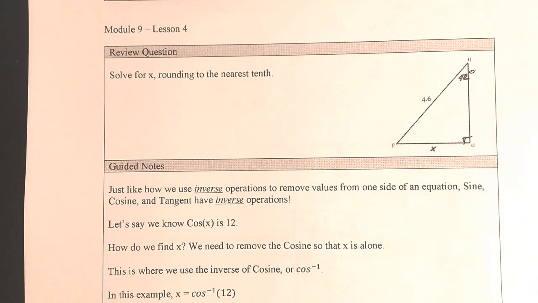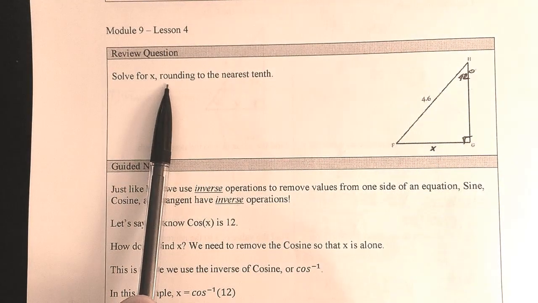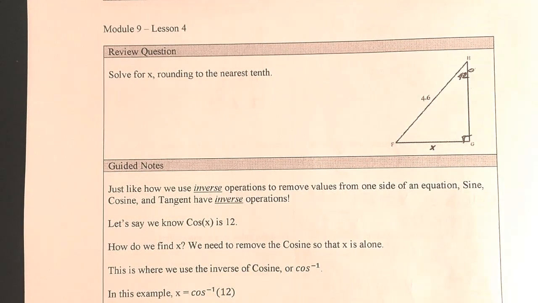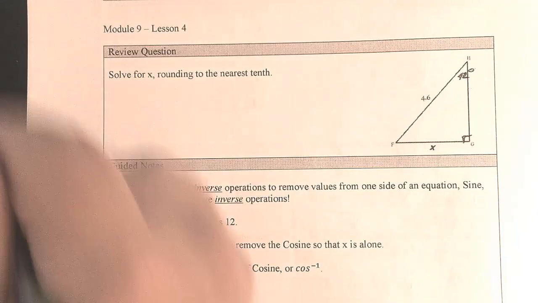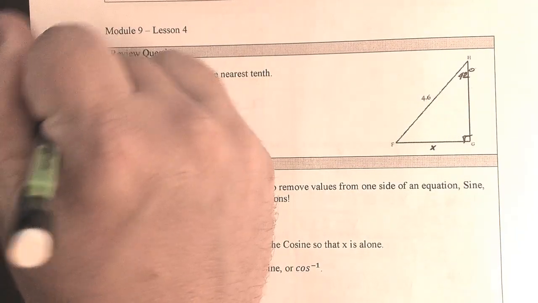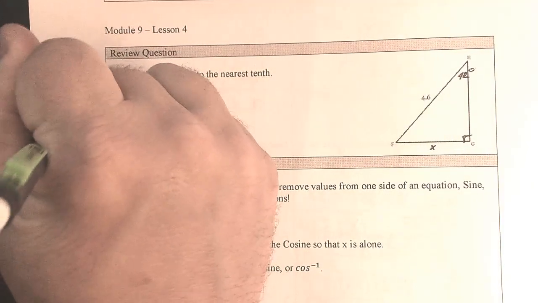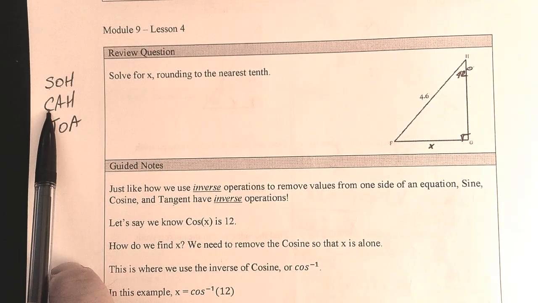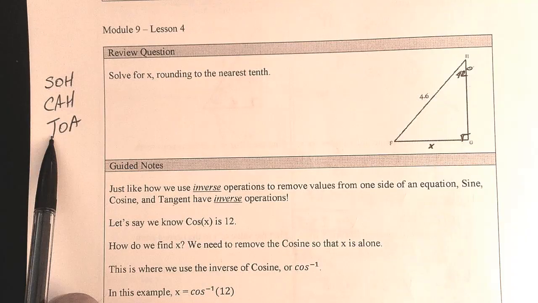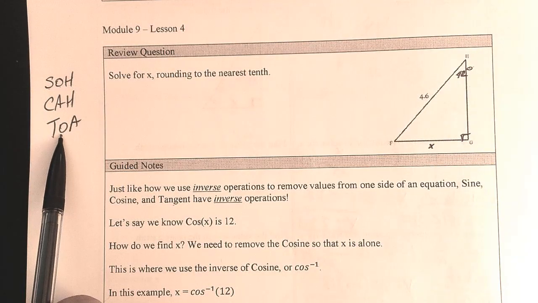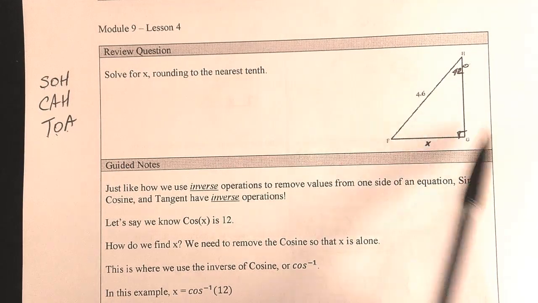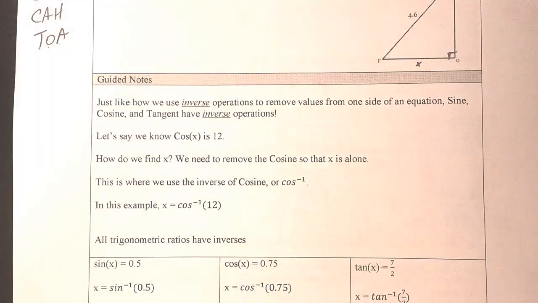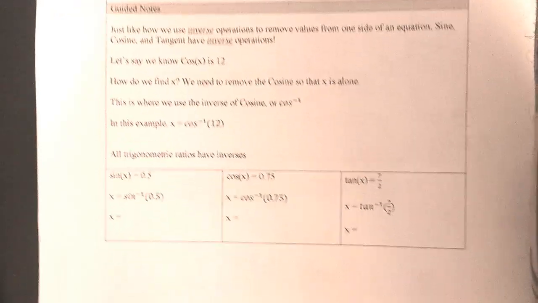And they want you to round it to the nearest tenth. So I'll leave you for this previous lesson, just for help, SOHCAHTOA. So sine equals the opposite over hypotenuse. Cosine is adjacent over hypotenuse, and tangent is opposite over adjacent. And so I say establish those and work that review question. That's what we're going to do in class tomorrow as our warm-up.